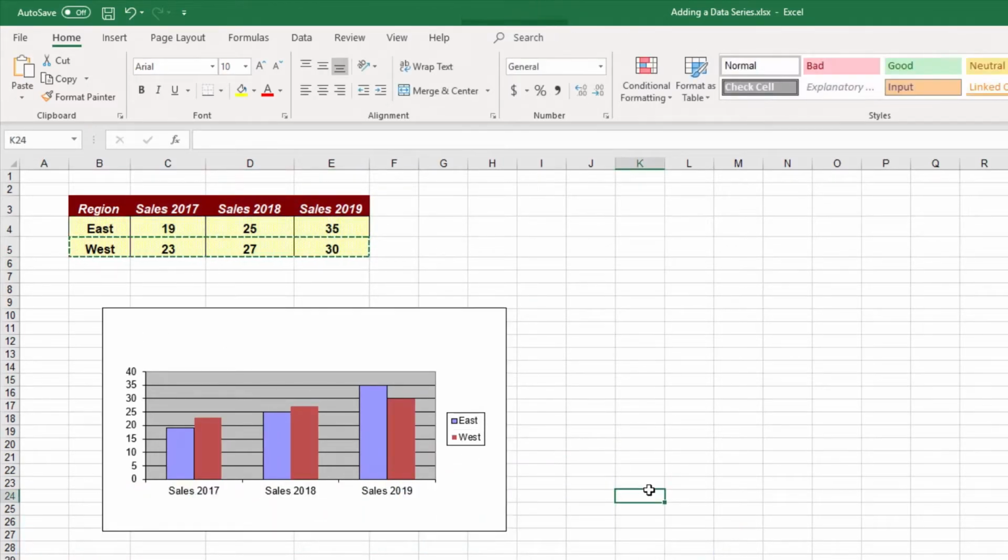what's happened? I'll just deselect it. I've pasted the data for the West, which is now shown in red, directly into the chart. That's kind of cool.